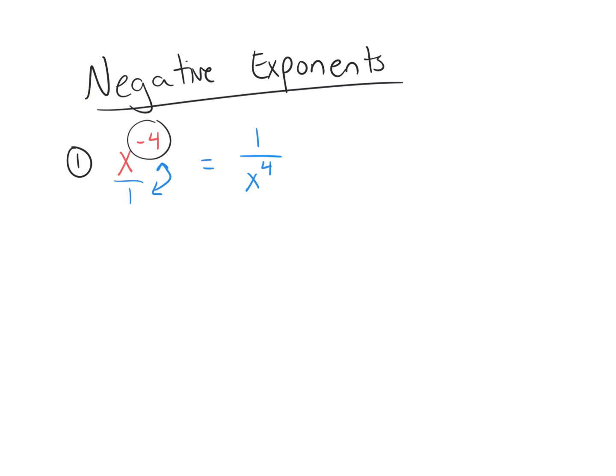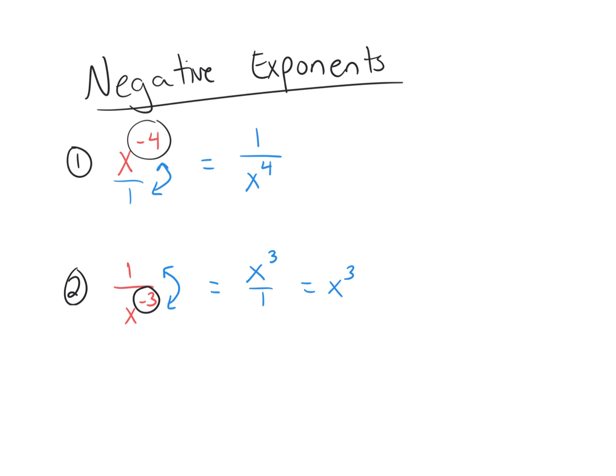Another one. Remember, if we went backwards, if I had 1 over x to the negative 3rd, even though it's in the bottom, can I have a negative exponent? No, you cannot. How do I fix it? Flip it. What does it turn into? x to the 3rd over 1. Yep, or you can just say x to the 3rd.